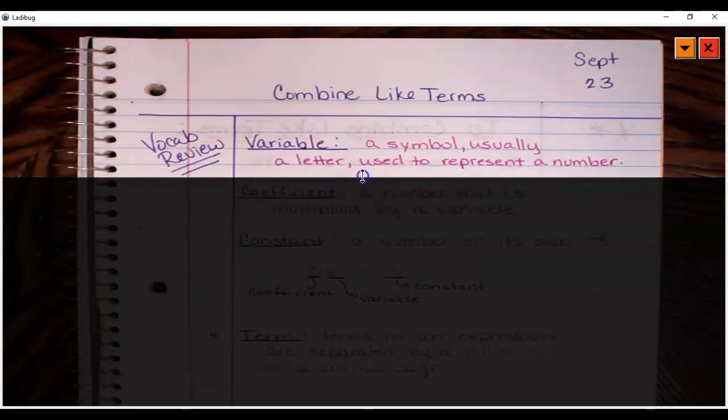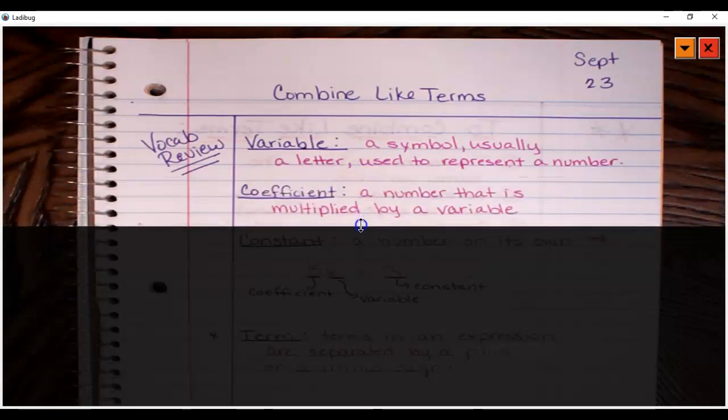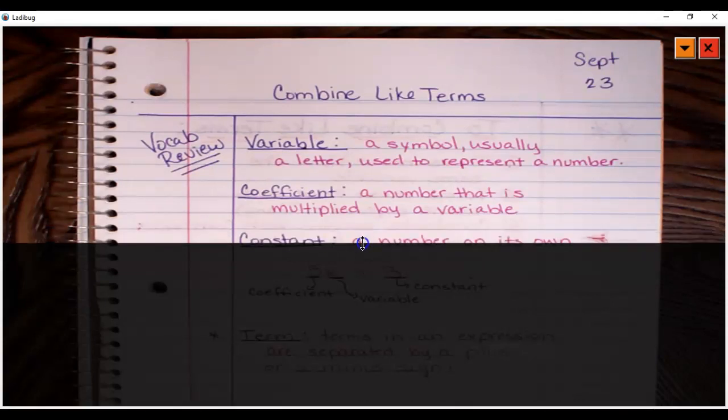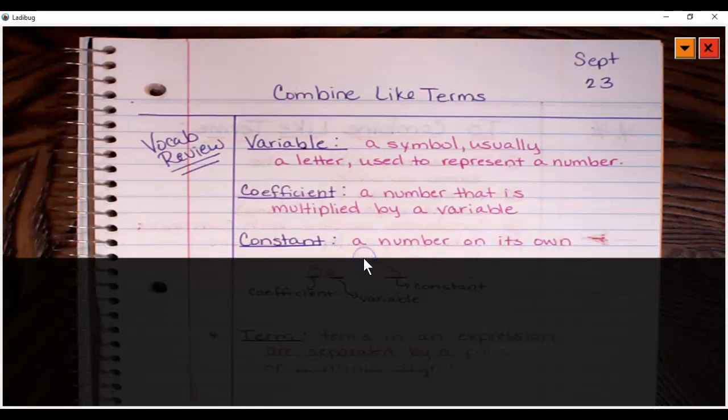The second vocabulary review term from last year is a coefficient. A coefficient is a number that is multiplied by a variable. In the case of 3x, 3 times x, the 3 becomes our coefficient. The third vocabulary term is what we call a constant. A constant is just a number on its own. If you have an equation and it has the number 3 in it, that is a constant because it is always a 3. Every time you see it, it is a 3.